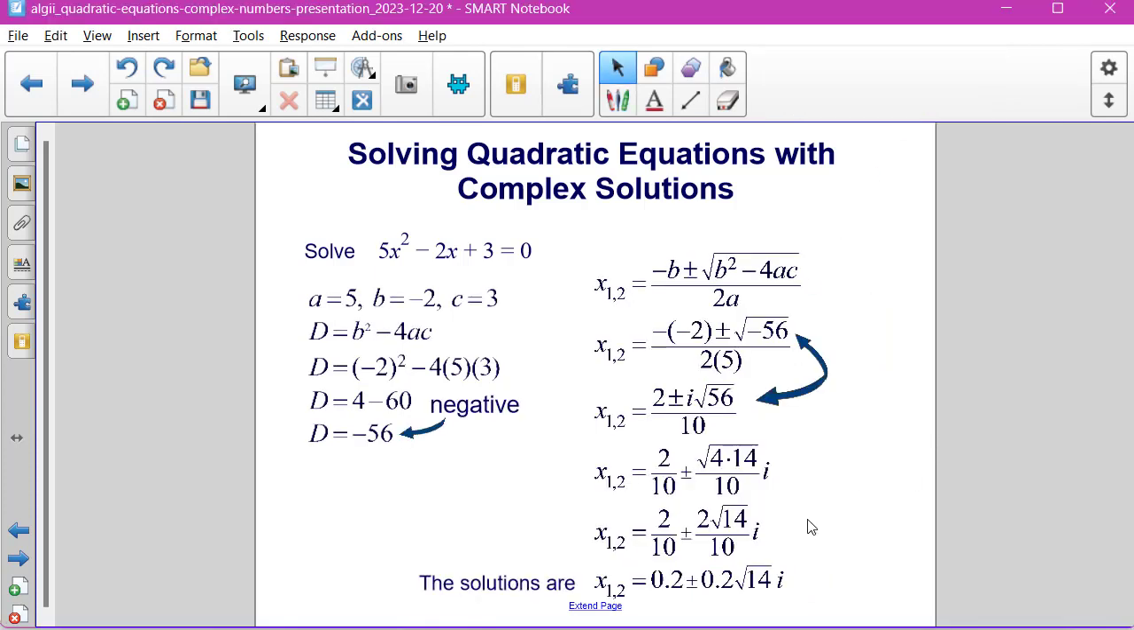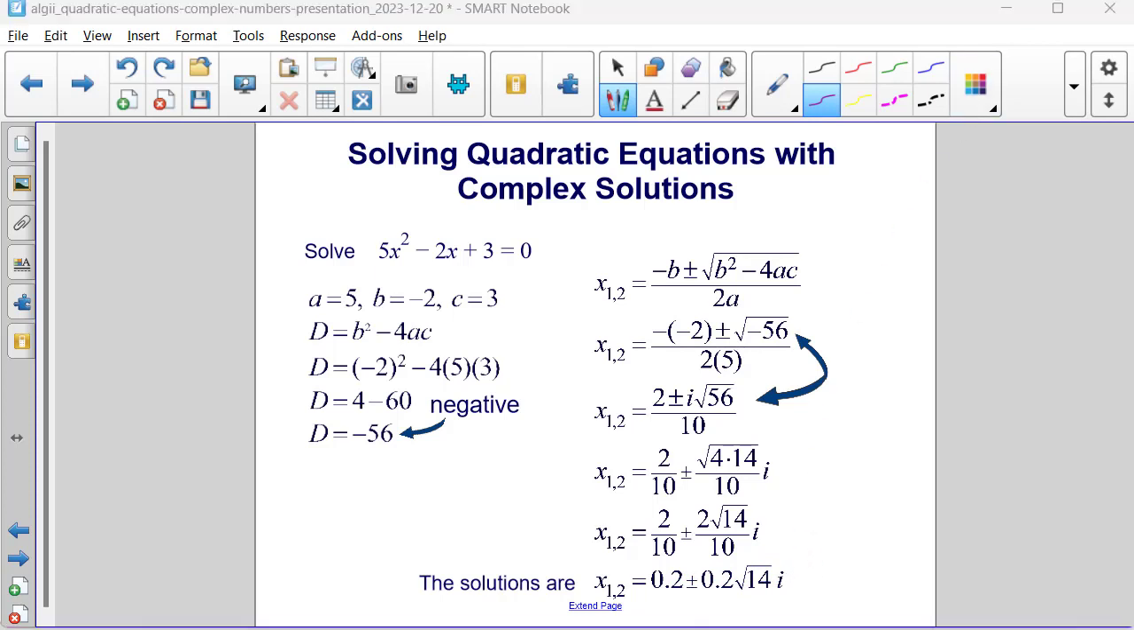And here we can see the solutions, and they do match the solutions that we found. Instead of simplifying and writing 1/5 plus or minus i times the square root of 14 over 5, they converted the 1/5 each time into decimals. So it's also equivalent to 2/10 plus or minus 2/10 times the square root of 14 times i.